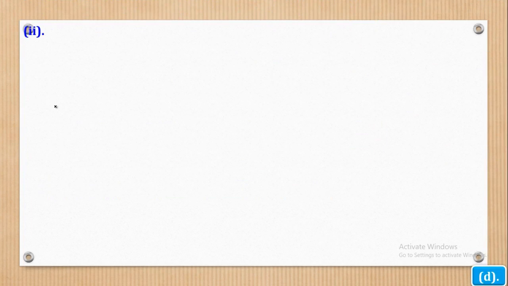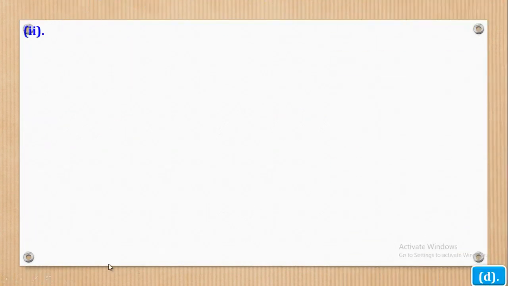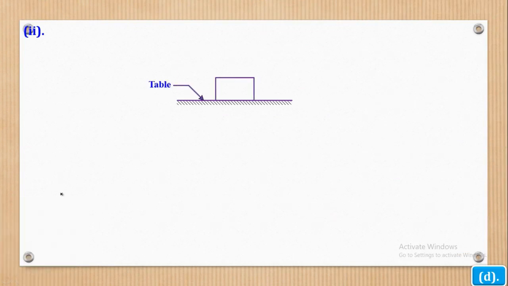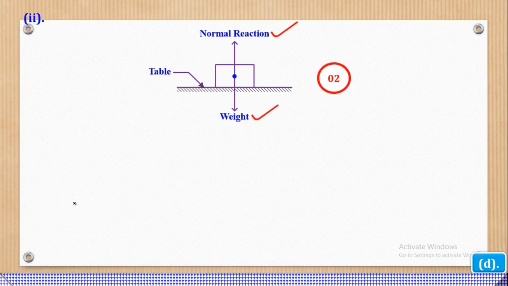Now we shall go to Roman 2 of part D. Roman 2 says draw a diagram to show the forces acting on an object resting on a table. So you first draw an object resting on a table, then when it rests on the table, the forces are 2, weight and normal reaction. So the weight acts vertically downwards and the normal reaction will act upwards in the opposite direction. So basically those are the 2 forces.